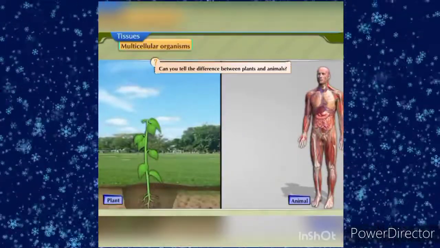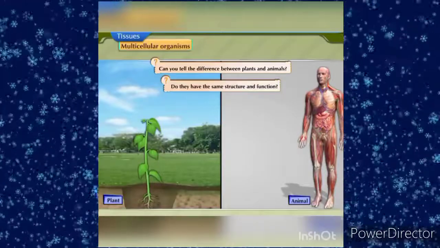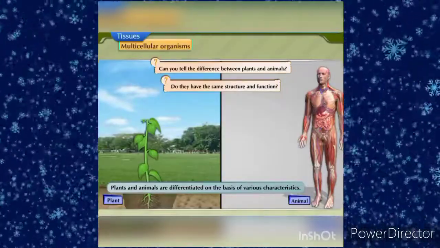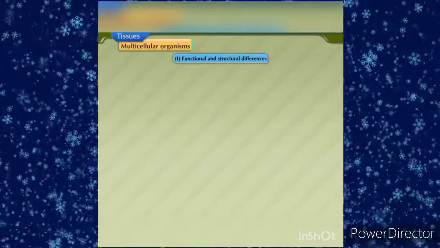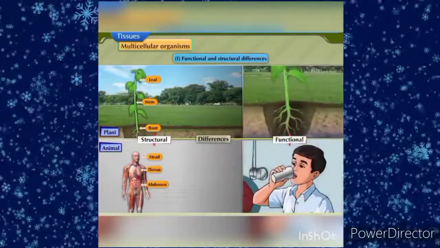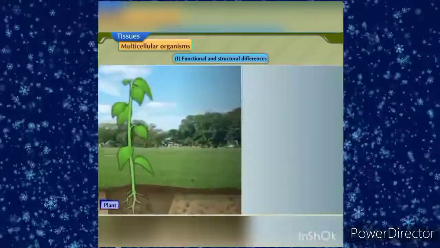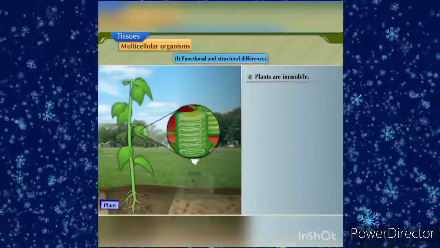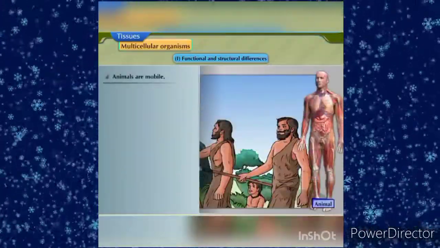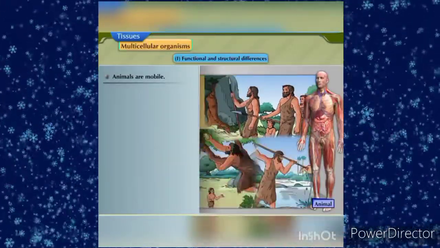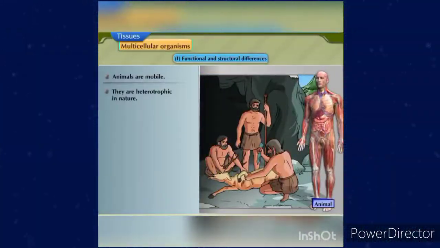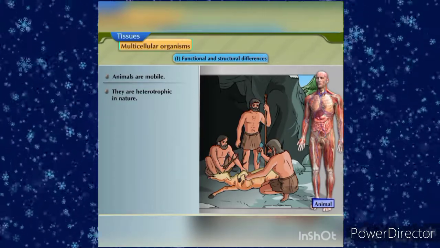Can you tell the difference between plants and animals? Do they have the same structure and function? Plants and animals are differentiated on the basis of various characteristics. Functional and structural differences. Plants and animals show structural differences as well as functional differences. Plants are immobile. They prepare their food by themselves. They are autotrophic in nature. Animals are mobile. They have to move around in search of food, mates, and shelter. They cannot prepare their food on their own. In other words, they are heterotrophic in nature.